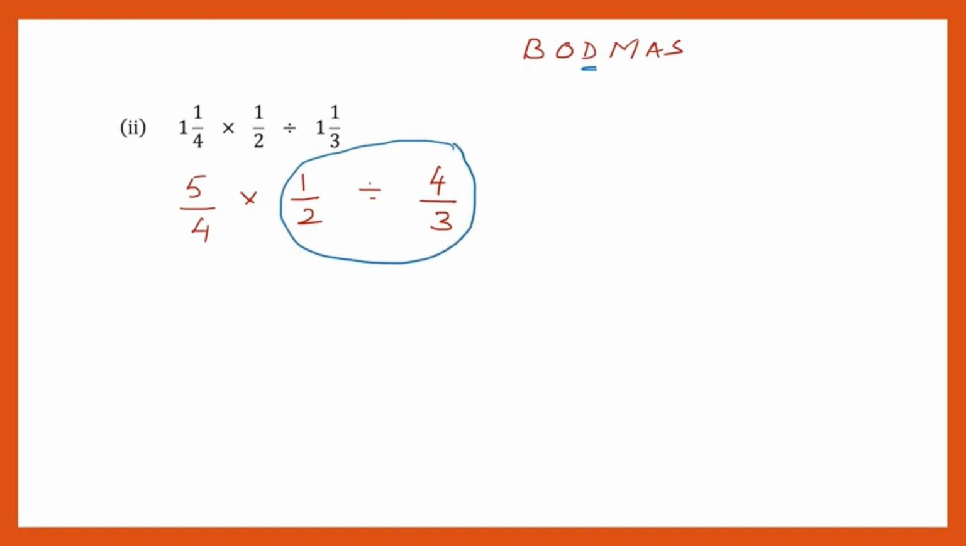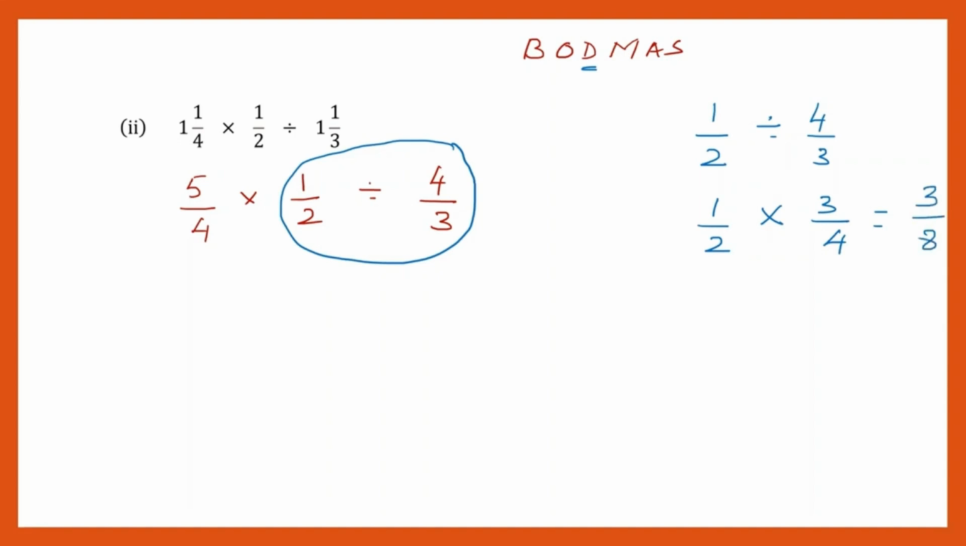So let's work it out in the working column. 1 by 2 divided by 4 by 3. Follow the rules for division. Write the first fraction as it is. Change the division to multiplication. Write the reciprocal of the second fraction. 3 by 4. Now multiply the numerators. 1 3s are 3. 2 4s are 8. So that is the answer I got.